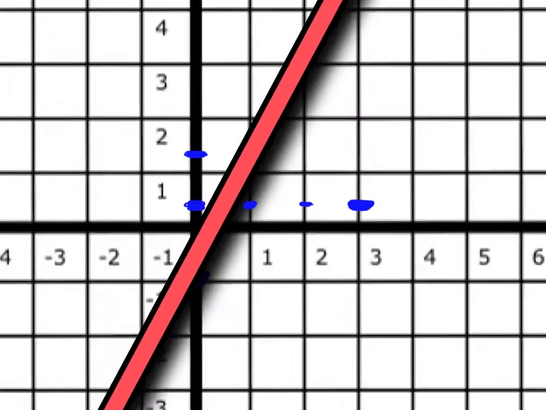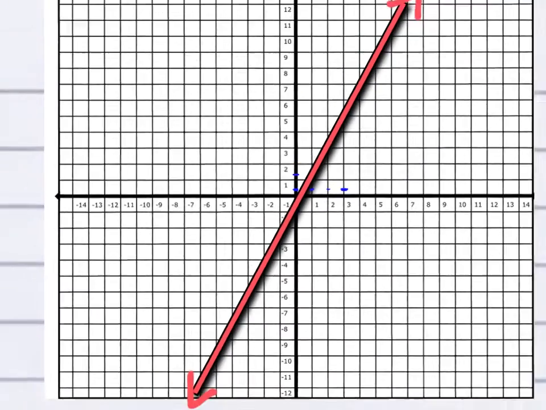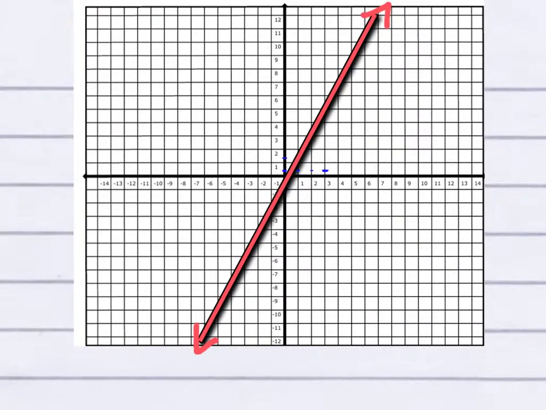Now draw the line. I'll do this one in red as well. Well, maybe we can try blue. Okay, we'll try blue. And it's going to be close. Almost hit it exactly. There we go.